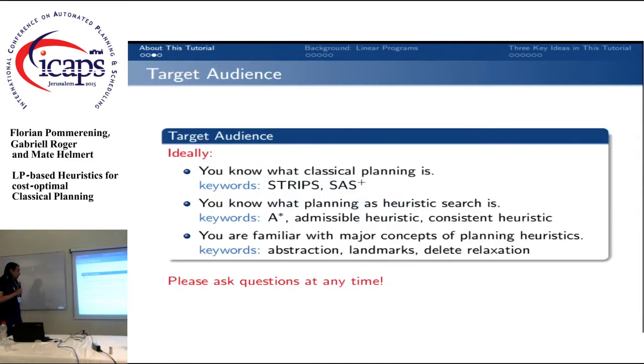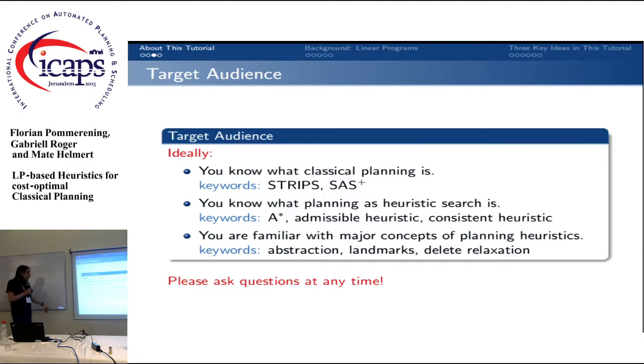Okay, so this looks similar to a slide if you attended the previous tutorial we had there. It's slightly different, but what we really don't want to do is talk in detail about what planning is. But I hope most of you know that. So who among you knows what STRIPS is, what SAS+ is, what A* is, and what admissible heuristics are? That seems to be almost everyone.